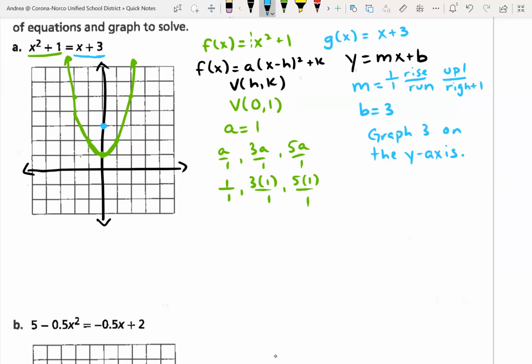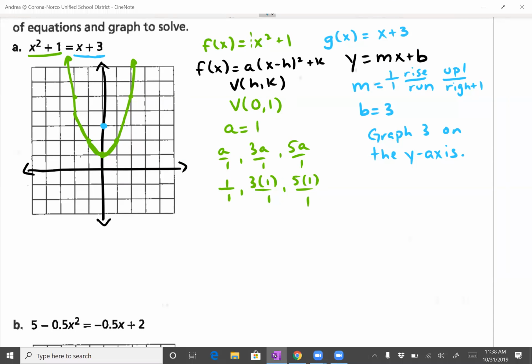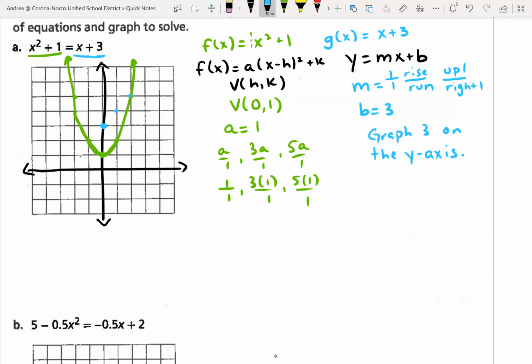And then I rise, I go up 1, right 1, up 1, right 1, up 1, right 1, up 1, right 1, down 1, left 1, down 1, left 1, down 1, left 1. And this is my line.